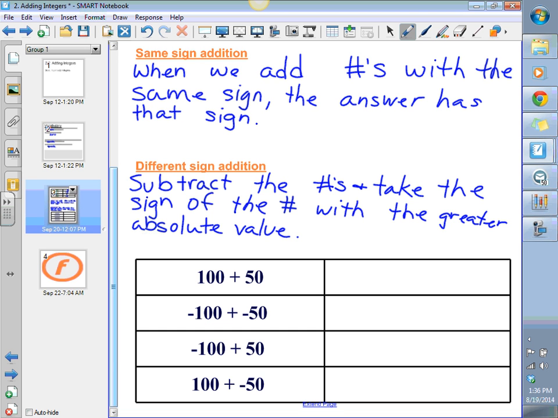I didn't mean to do that. Oh well. 100 plus 50 is 150. Negative 100 plus negative 50 is negative 150.